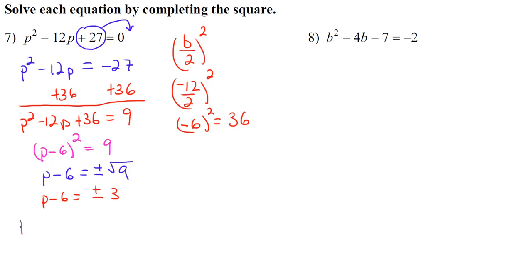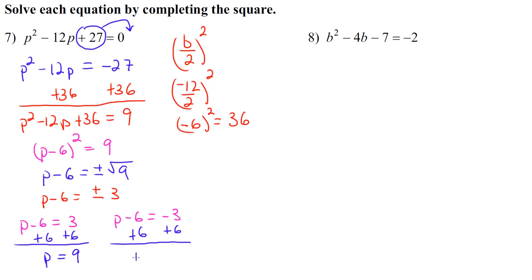One equation is going to be p minus 6 equals positive 3, and the other equation will be p minus 6 equals negative 3. Then we're going to solve. We're going to add 6 to both sides. In the first equation, when I add 6 to both sides, I get p equals 9. And in the second equation, when I add 6 to both sides, I get p equals 3.